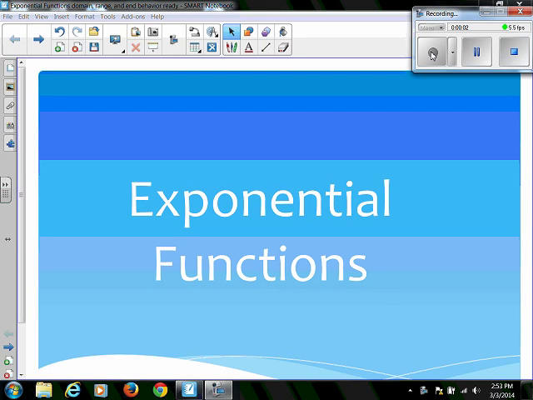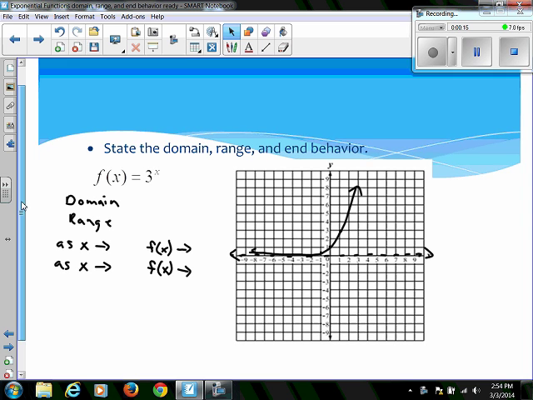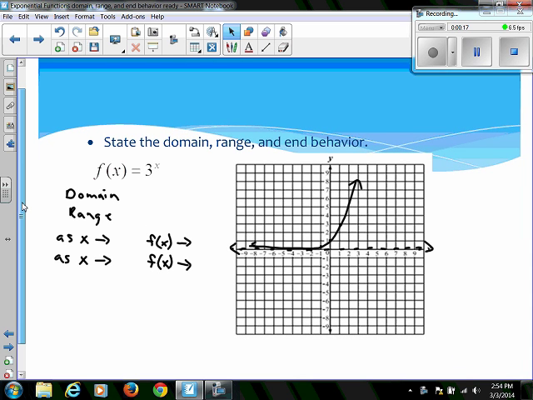Today's lesson is exponential functions. We're going to deal with domain, range, and end behavior today. We should already have these graphs from the last lesson, so let's look at all the graphs and determine their domain, range, and end behavior.